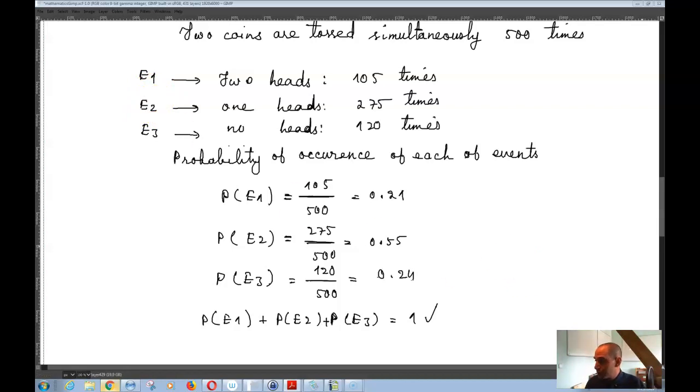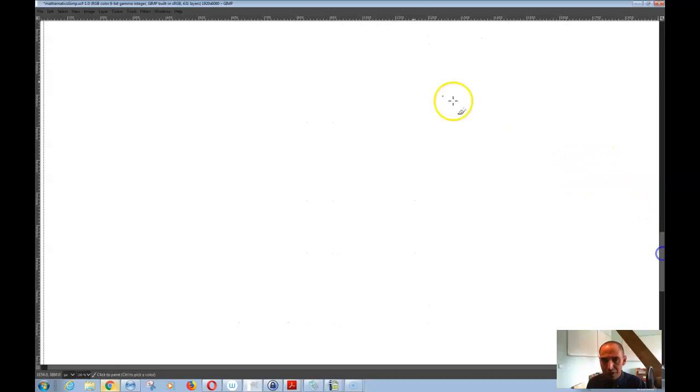Now, the next question that we have is example number 3. A dice is thrown 1,000 times with the frequencies for the outcomes 1 through 6 as given in the following table. So basically a dice has been thrown 1,000 times.